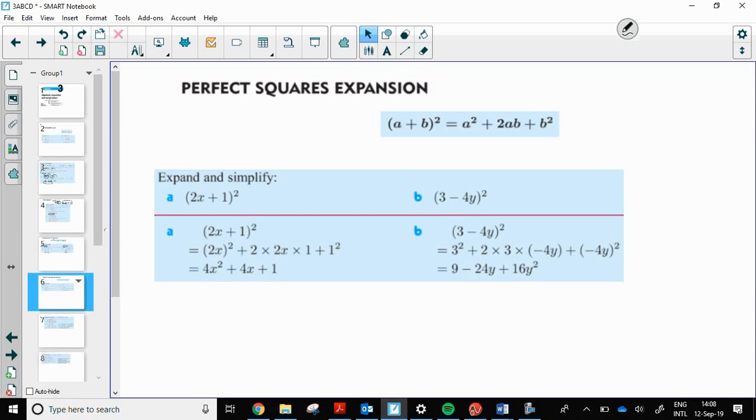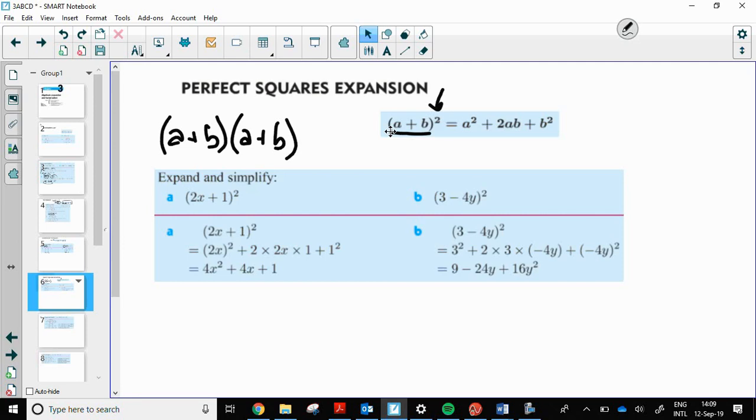We have another shortcut, and it's called perfect squares expansion. And this is called a perfect square expansion because on the left we have some expression which is being squared. So a plus b squared. If you wanted to do this the long way, you would have to write out a plus b times a plus b. That's the same thing as squaring a plus b.